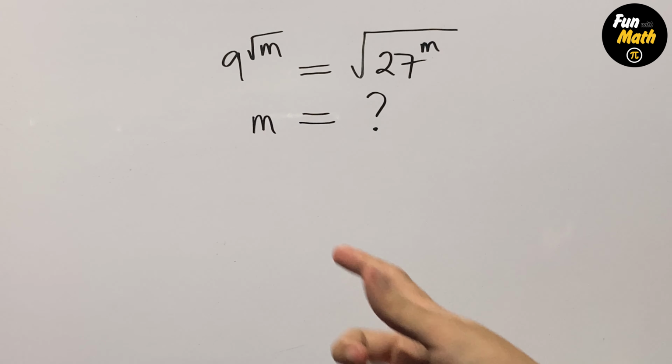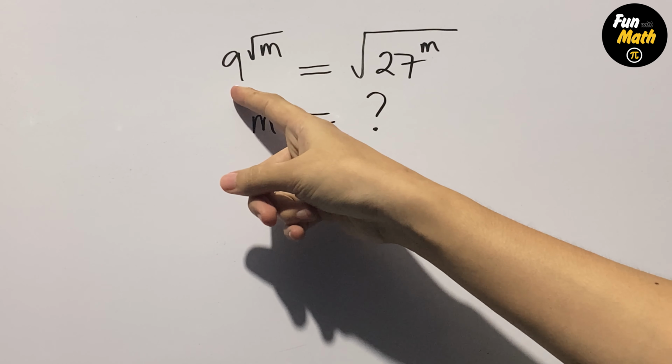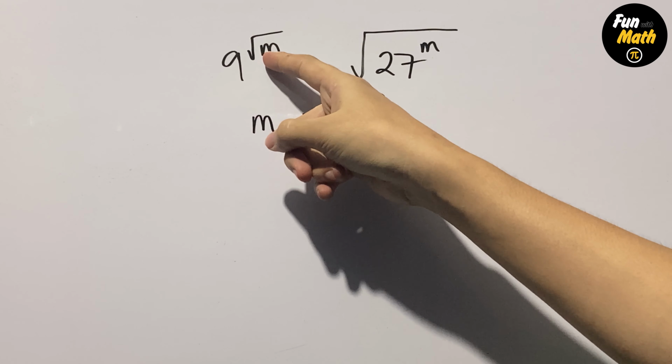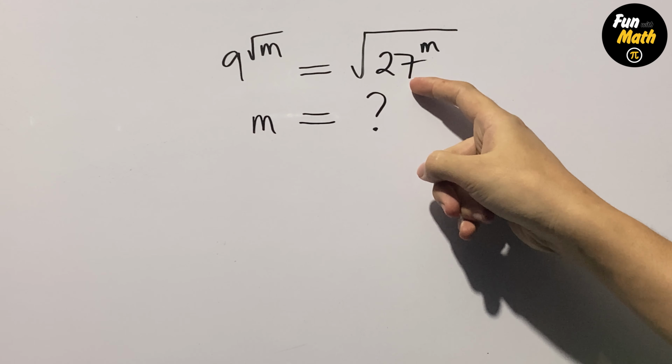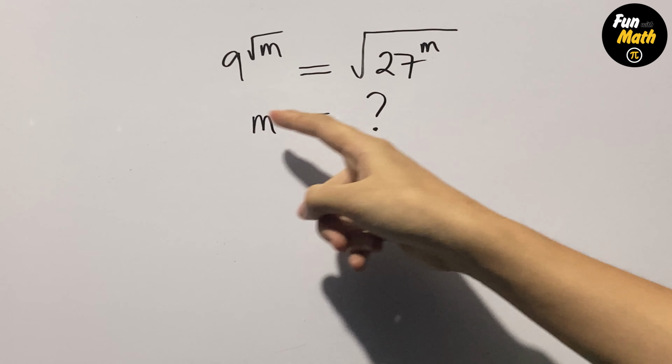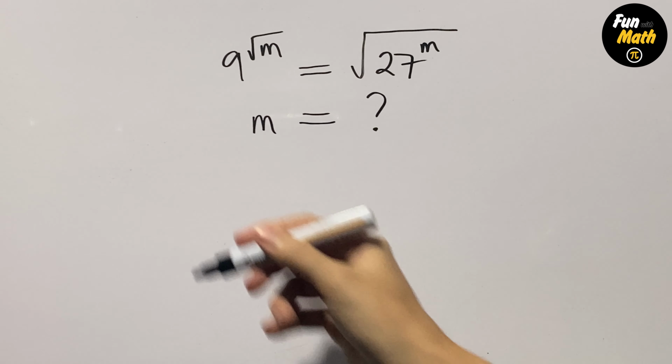Hello, here's another problem. 9 to the power of square root of m is equal to square root of 27 to the power of m. M is what? So here's the solution.